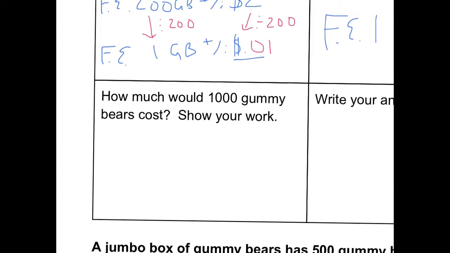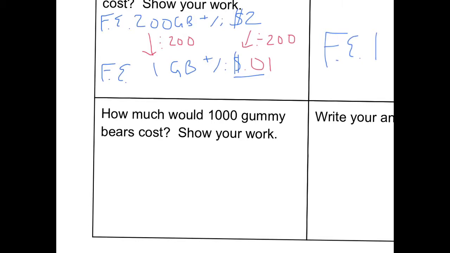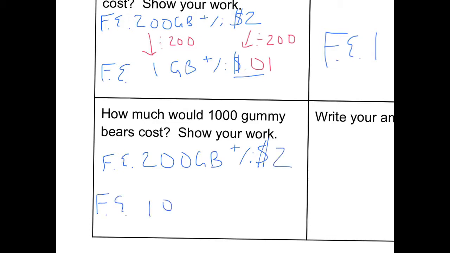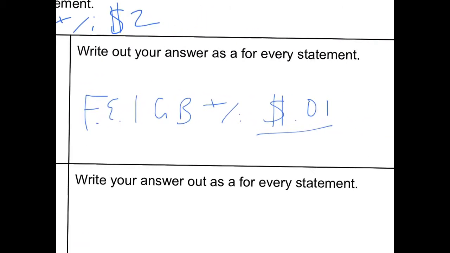Okay, and then it says, how much would 1,000 gummy bears, oh, that sounds delicious. How much would 1,000 gummy bears cost? So for every 200 gummy bears, we could do that one. There is $2. And then we could say for every 1,000 gummy bears, there is, well, to get from here to here, multiplied by 5, here to here, times 5, $10.